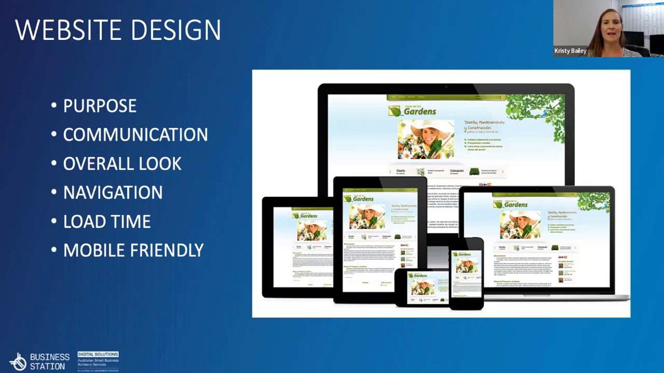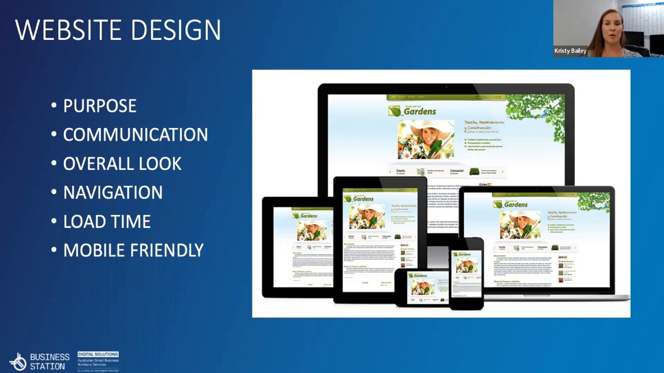So look at your website now and ask yourself, is it doing your business justice? Is it selling your product or service as it should? Now, when you're looking at web design, there are a few key elements that you should consider. First of all, the purpose of your website. So what is the purpose of your website?